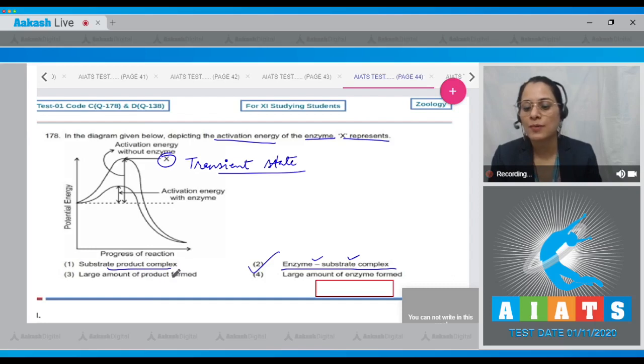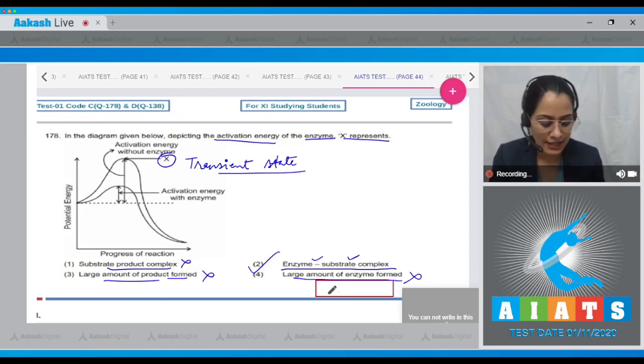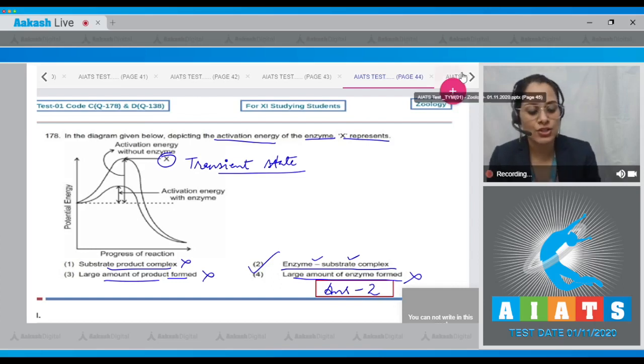Option number 1, substrate product complex, is incorrect. Option number 3, large amount of product formed, is incorrect. Option number 4, large amount of enzyme formed, is also incorrect. And the correct answer is option number 2. Let's move on to the next question.